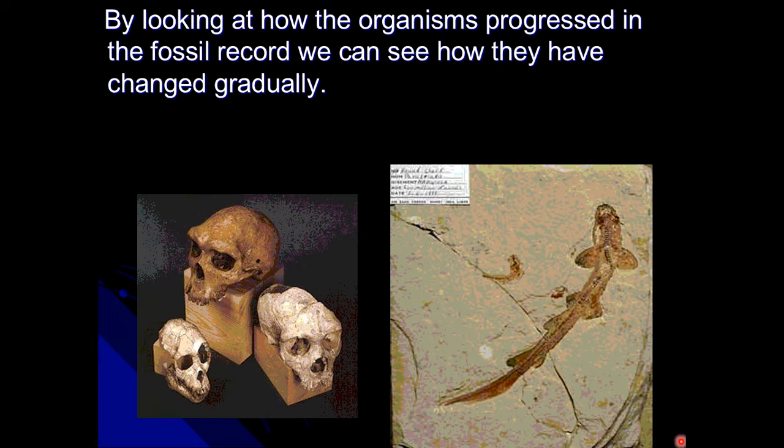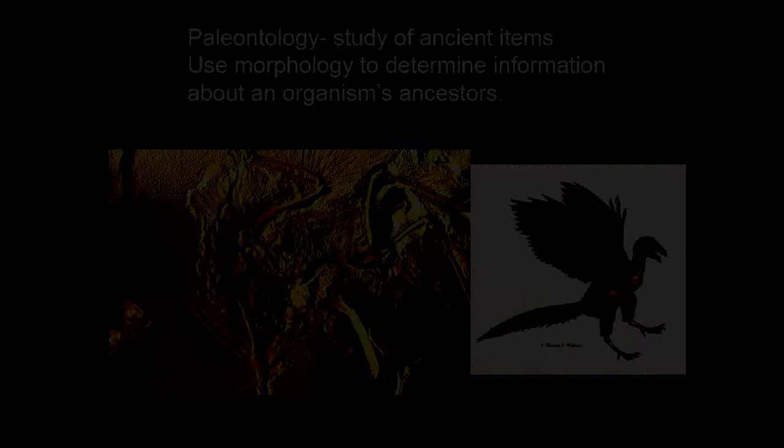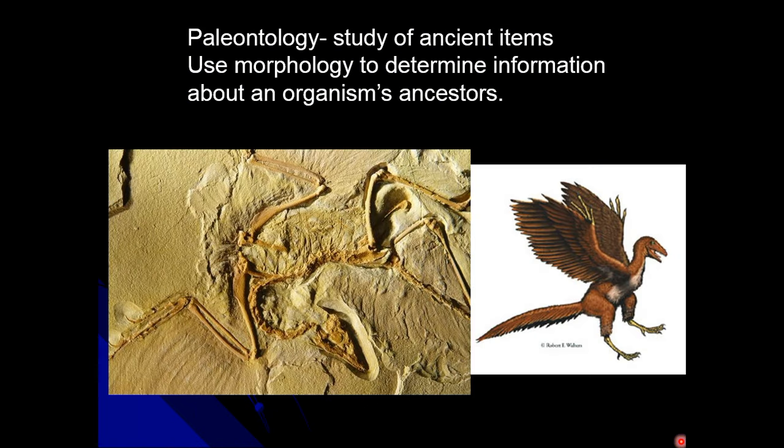We can look at these fossils and see how organisms have slowly progressed through time. Organisms that are found in older fossils, things that are buried more deeply, can often show a step-by-step progression toward the more modern fossils and even modern organisms of today. So we see this slow progression through time when we line up these fossils in order. Paleontology is the study of these ancient items. We use morphology, which means what an organism looks like, to determine more information about them.